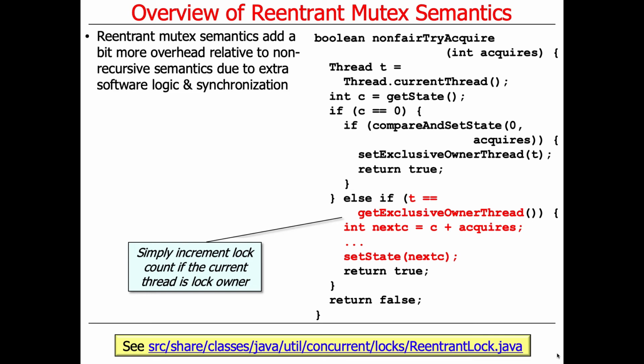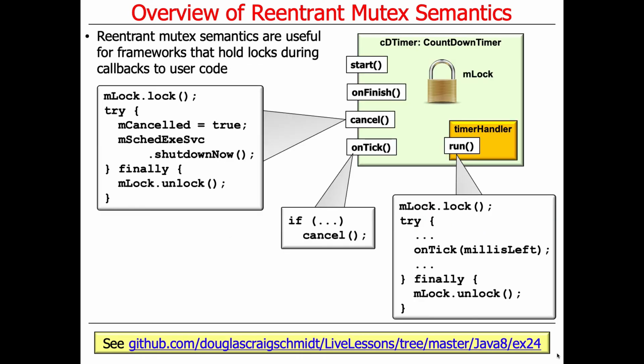This is really written to be very low level, but it works quite well. So let's take a look and see when reentrancy might be useful. It's primarily useful if you have object-oriented frameworks where there are callbacks that take place while locks are held. So what would be an example of that?